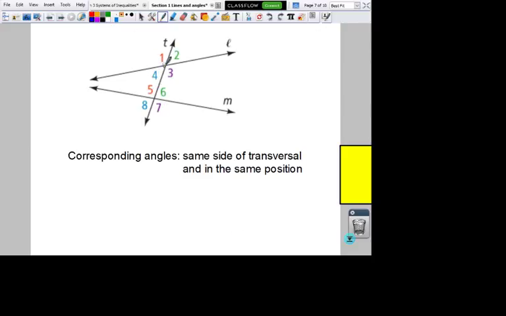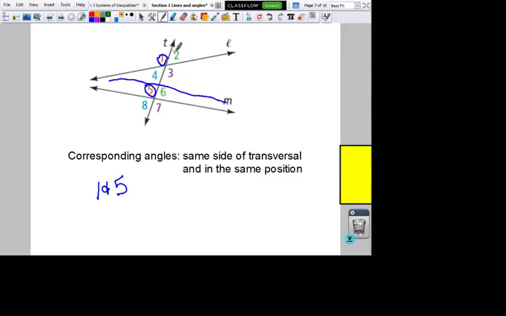If I look at angle 1, right here, and if I look at all the other angles around it, angle 1 is in the top left, isn't it? Yeah. What about down here? Which angle is in the top left on this bottom set? 5. So they're in the same position. Angle 1 is in the top left, and so is angle 5. Angle 1 and angle 5 are corresponding.